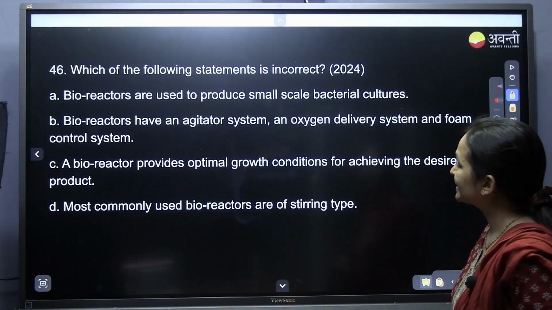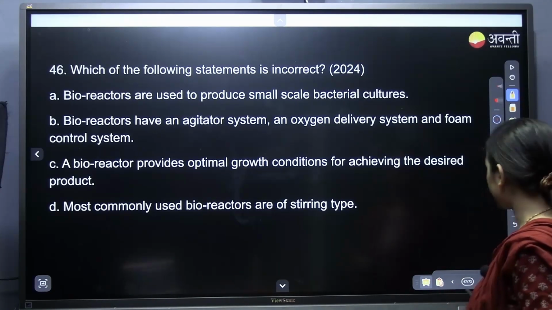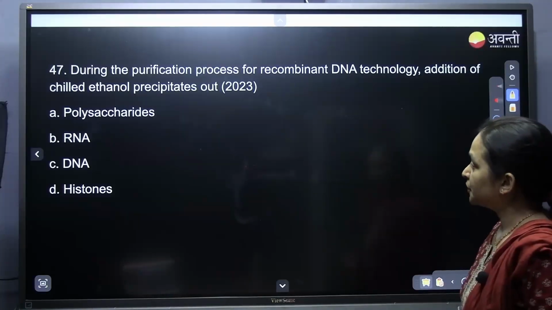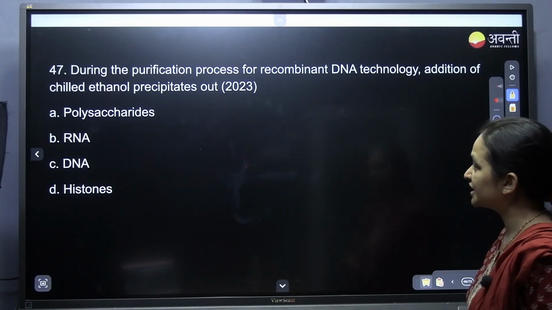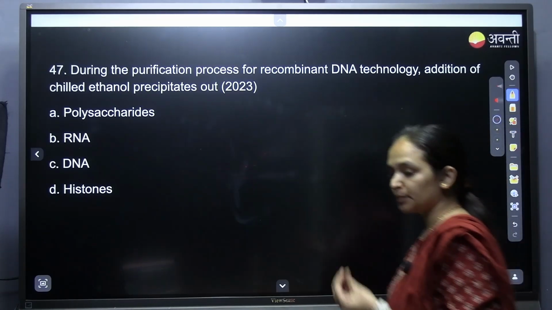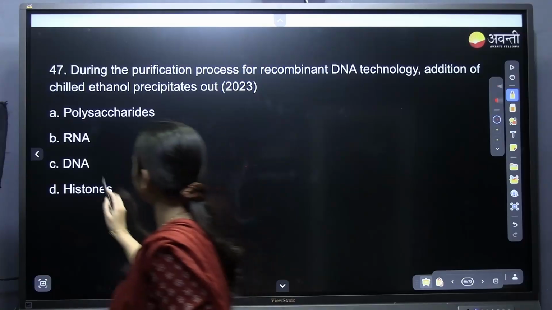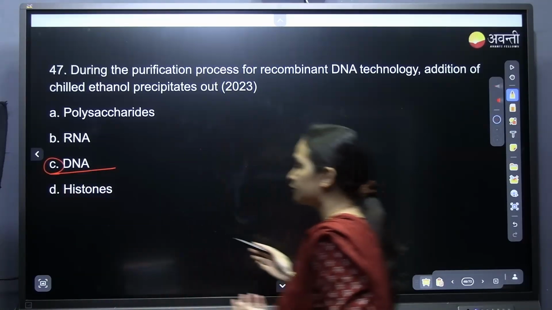Which of the following statements is incorrect? During the purification process for recombinant DNA technology, addition of chilled ethanol precipitates out the DNA. It precipitates out DNA.